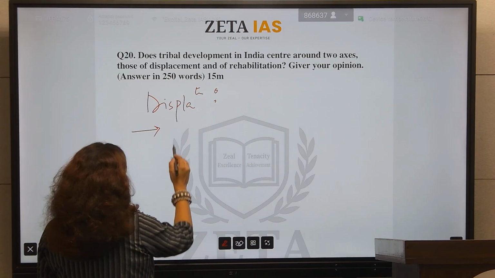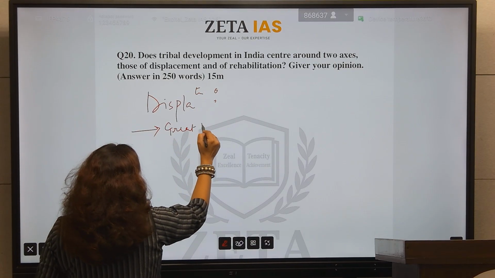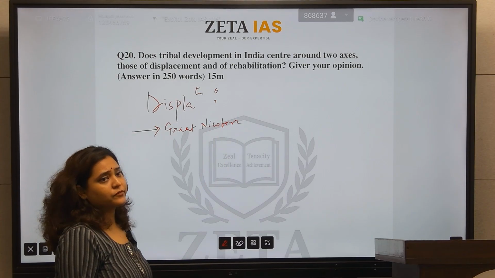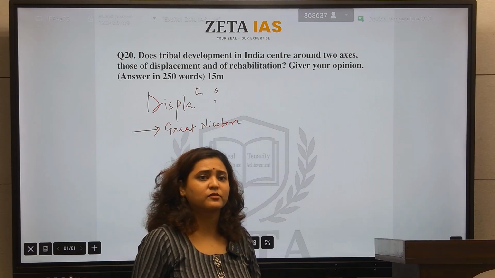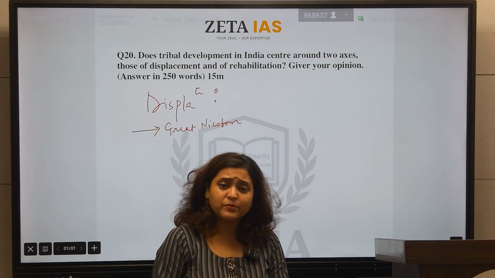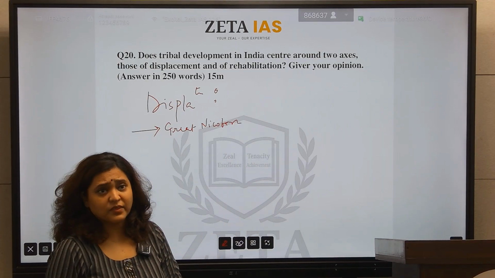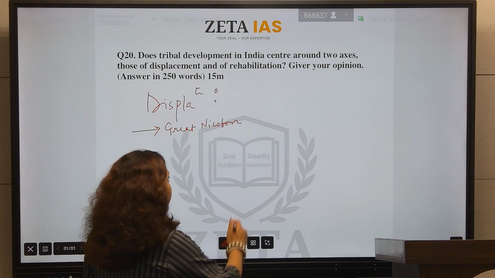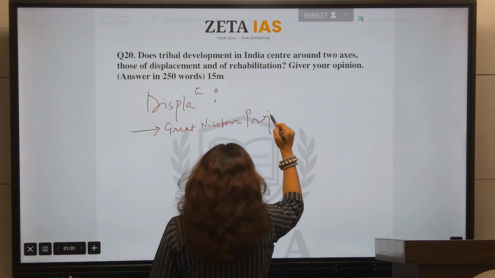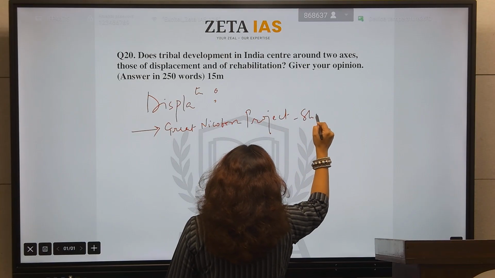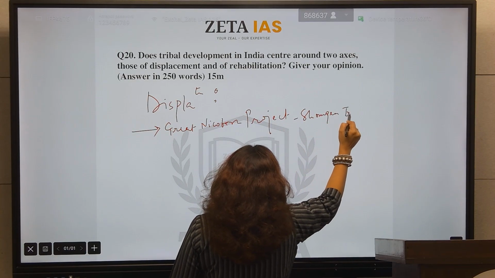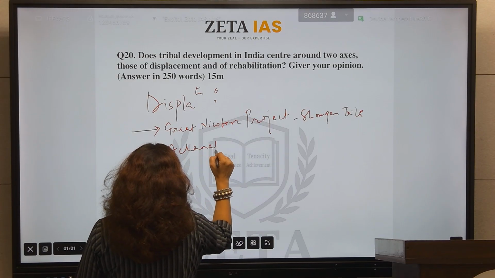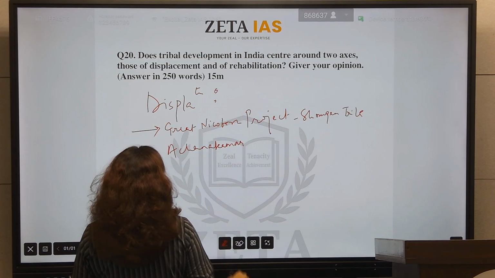We can talk about again the Great Nicobar project. In the name of development projects, in the name of establishing national parks and wildlife sanctuaries, tribals are the ones who face the most problems. They are the ones who are ousted from those areas. So the Great Nicobar project is affecting the Shompen tribe.